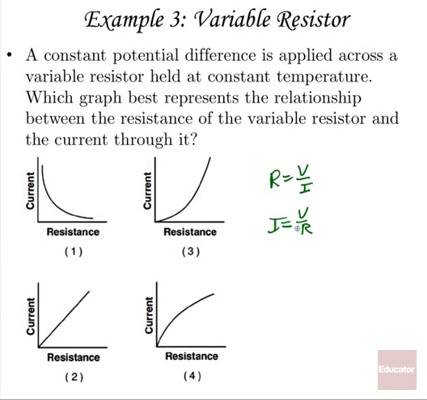So right away I can see that that must be answer 1. We've got an inverse relationship. As R gets bigger, current gets smaller. As R gets smaller, current gets bigger.